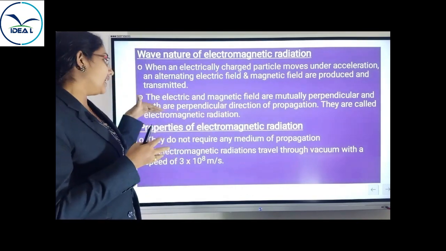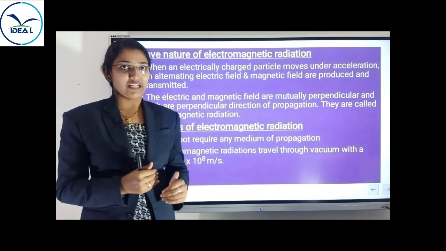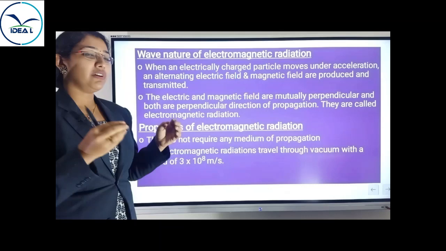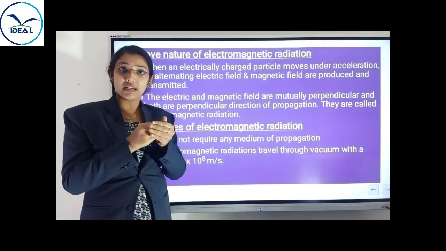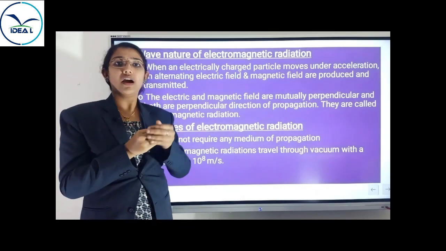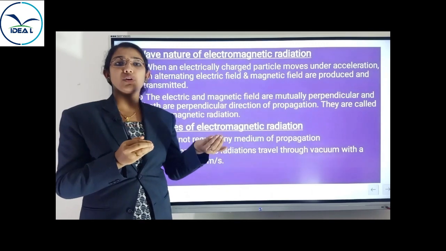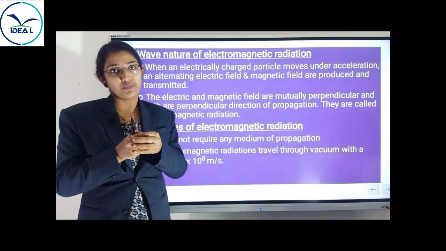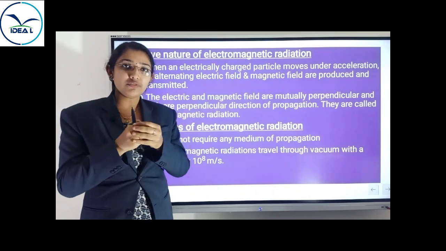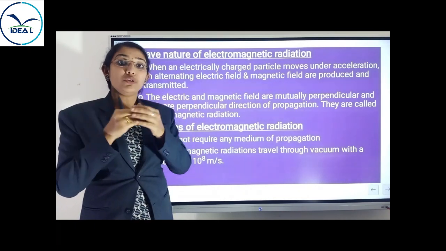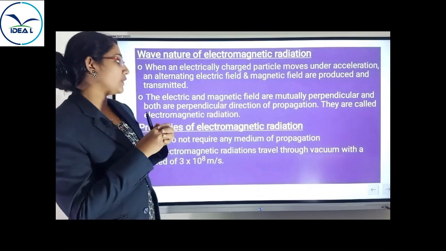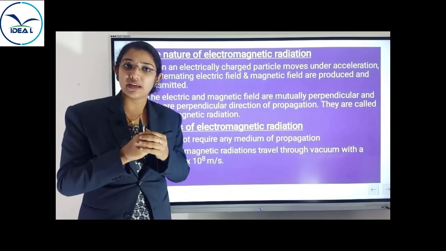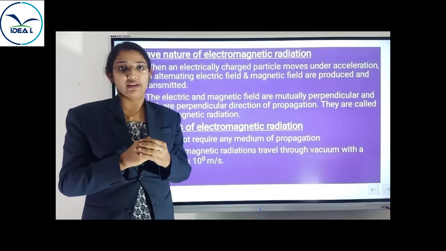They are called electromagnetic radiation. Okay, so what is meant by electromagnetic radiation? When an electrically charged particle moves under acceleration, an alternating electric field is produced and also a magnetic field is produced, and both are transmitted. And what is the speciality of this field? Yes, both are mutually perpendicular and also perpendicular to the direction of propagation. These waves are known as electromagnetic waves.